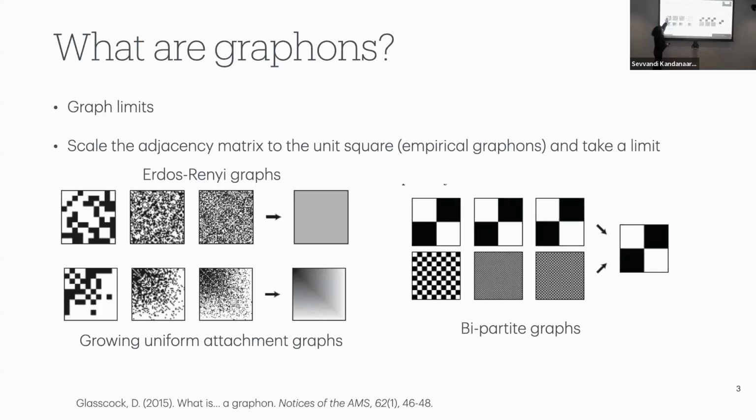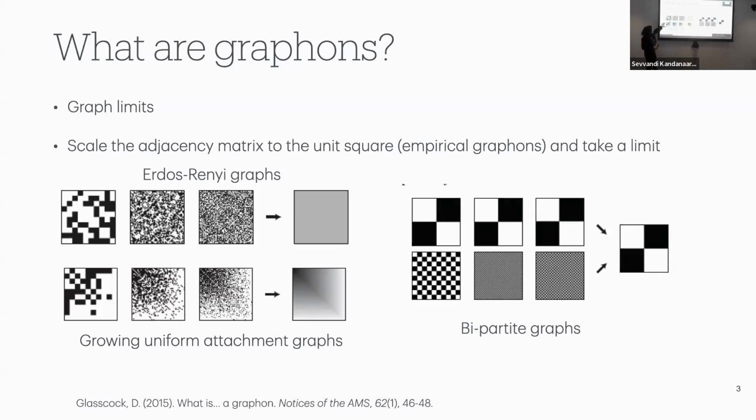So this is for Erdős-Renyi graphs, where a graph has n nodes, and each two nodes are connected with probability p. Edge probability is p, so for every edge you toss a coin with probability p, and it's either connected or not. For Erdős-Renyi graphs, these pixel pictures converge to the constant Graphon, whatever that p is.